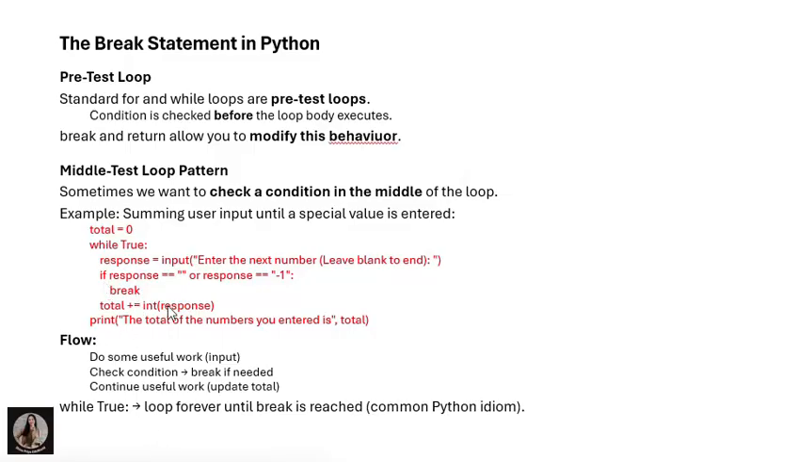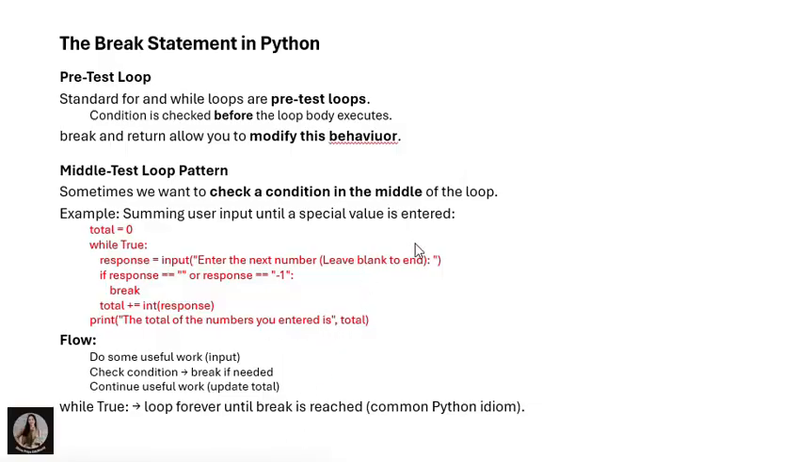Total plus equal to int(response). If the user entered a valid number, it's converted from string to an integer by using int(response), and that number is added to the total. Print the total of the numbers you entered is total. Once the loop ends, this prints the sum of all entered numbers. If I enter 10, 20 and 30 and exit the loop by using -1 or a blank, it will print the total of the numbers you entered is 60.